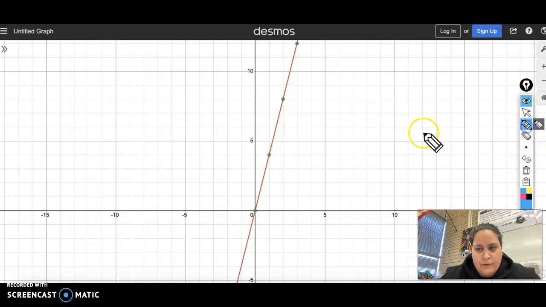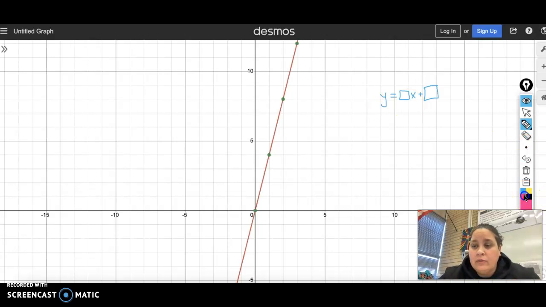We want to make sure that, remember, whenever we write an equation, we have to have two things. We have to have the growth, which is going to go right here next to x, and then we have to have the starting value, which is going to go right here all by itself. When we're looking at a graph, we want to look at the two places that are going to give us the growth and the starting value.